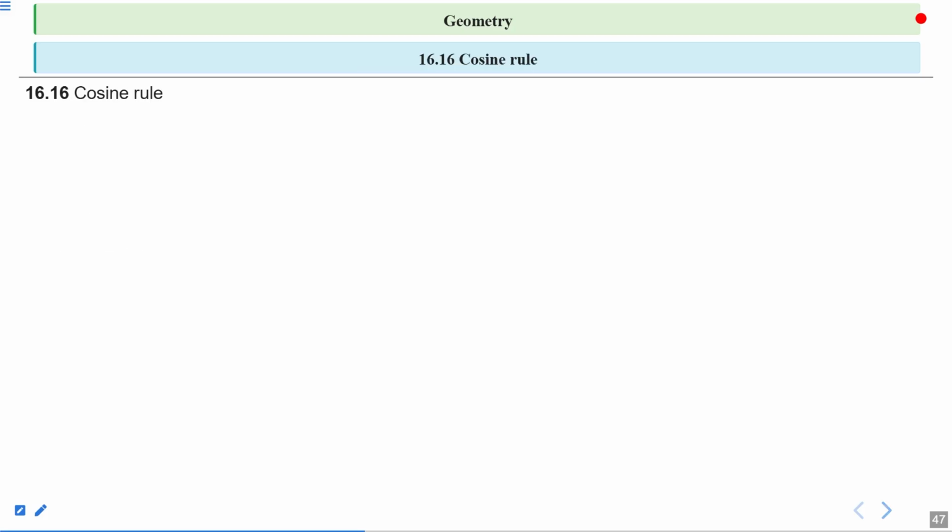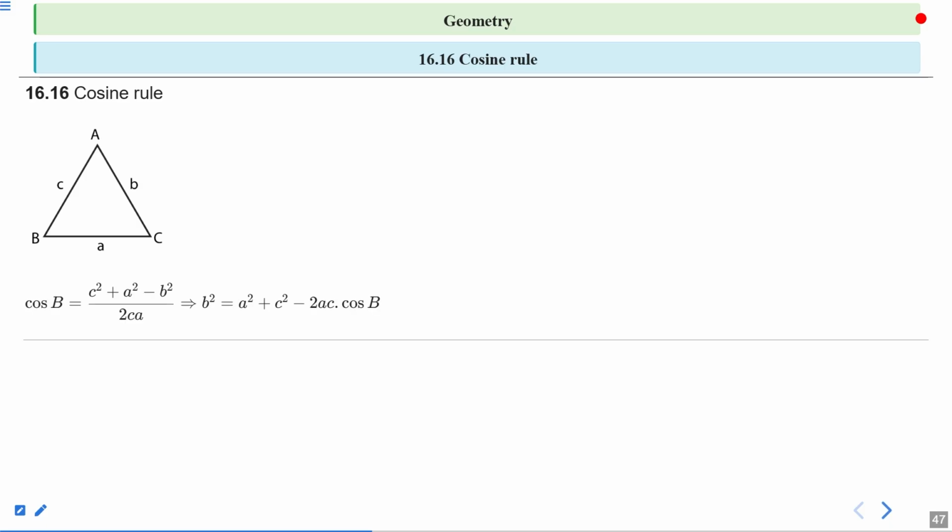Now see the cosine rule. So this is the triangle and their corresponding sides are given as A, B and C. So cos B is equal to C square plus A square minus B square upon 2AC, which is also equal to B square equals A square plus C square minus 2 into A into C into cos B.